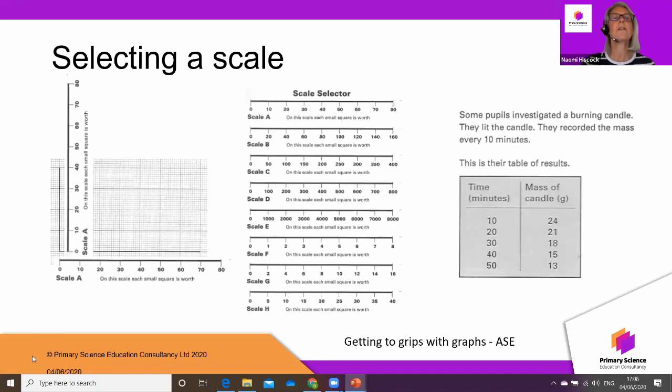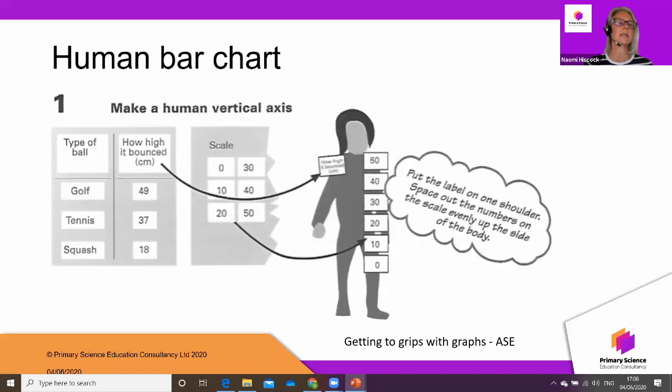So that's just one way of helping children to select the right scale before they're ready to choose their scale, by thinking about counting up in multiple numbers. Nice bit of maths in there as well.